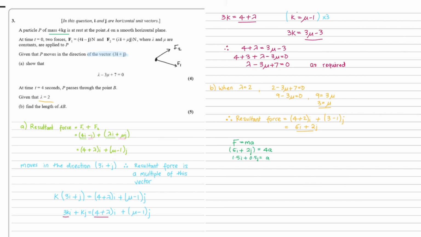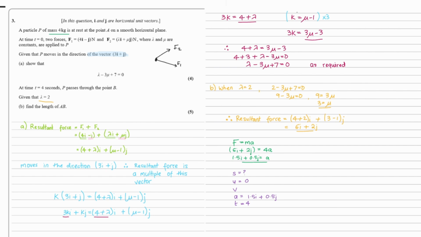The question is asking us to find the length, which means the distance of AB, and in order to do that, we would first have to find the displacement. So we can now use our SUVAT to help us find that. We know that the acceleration is 1.5i plus 0.5j, and we know that the initial velocity is 0. We know that the time is equal to 4, and displacement is what we are looking for.